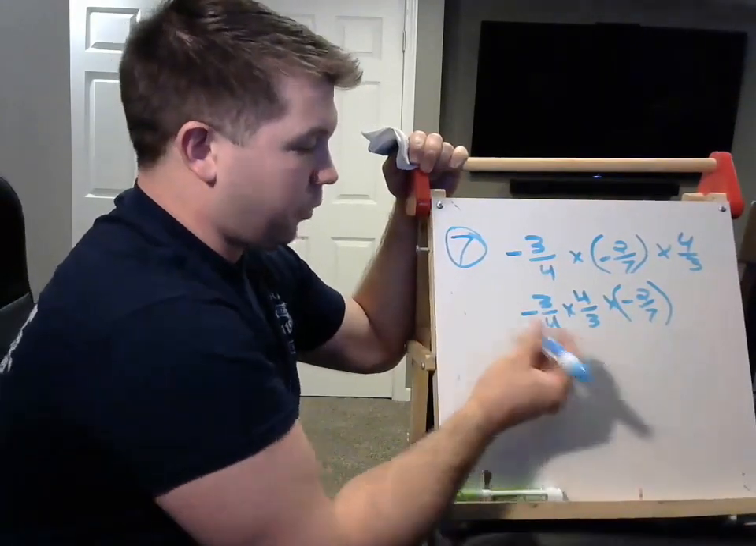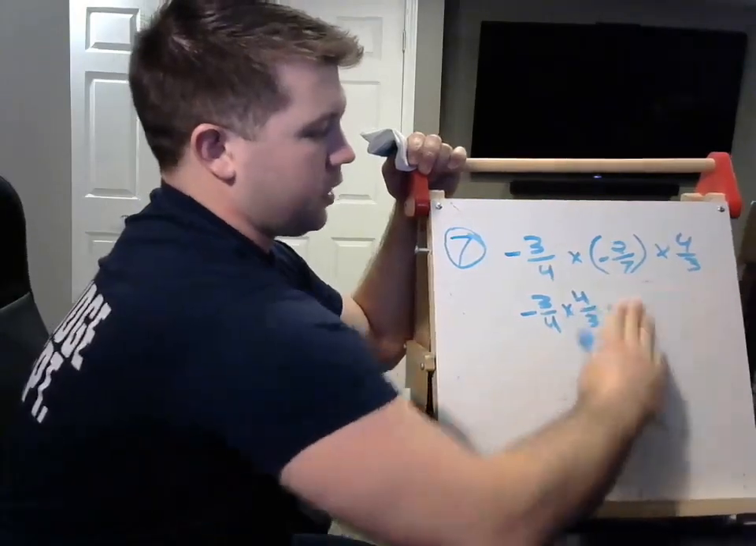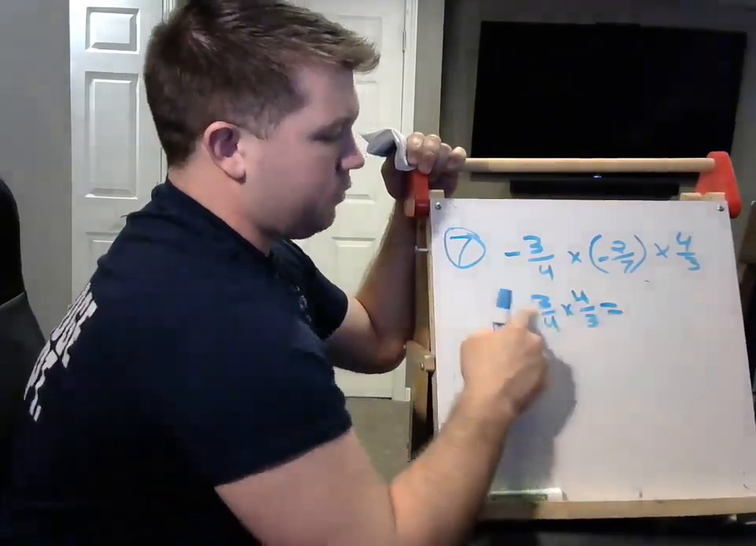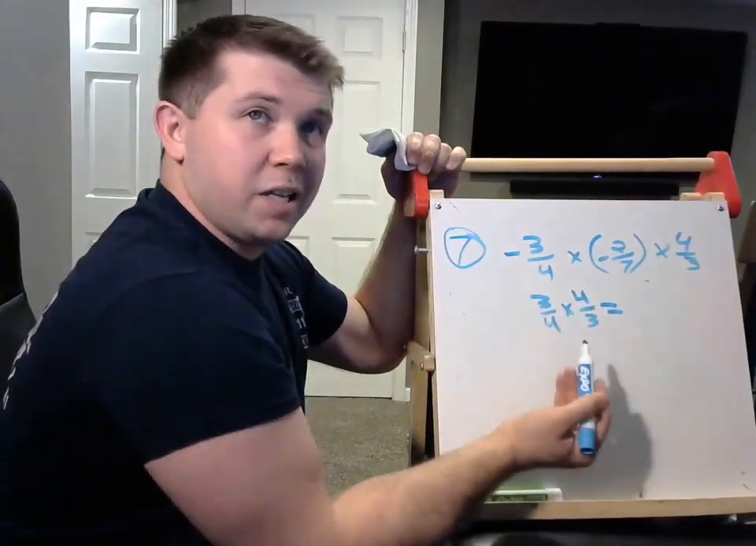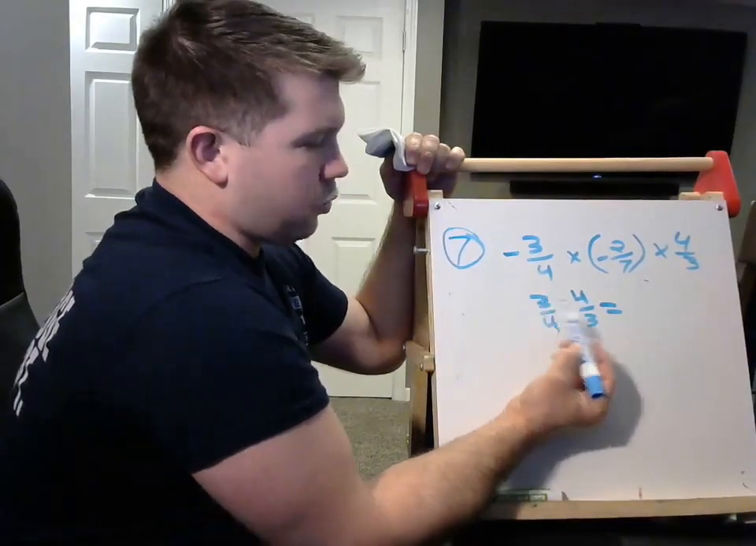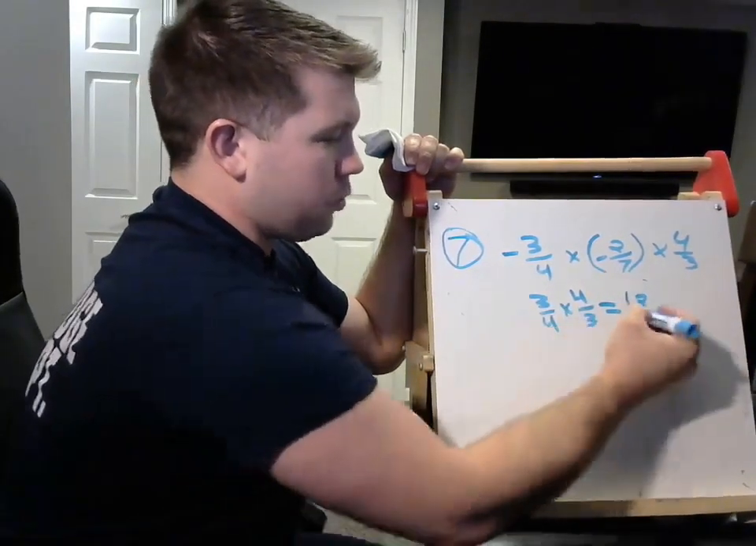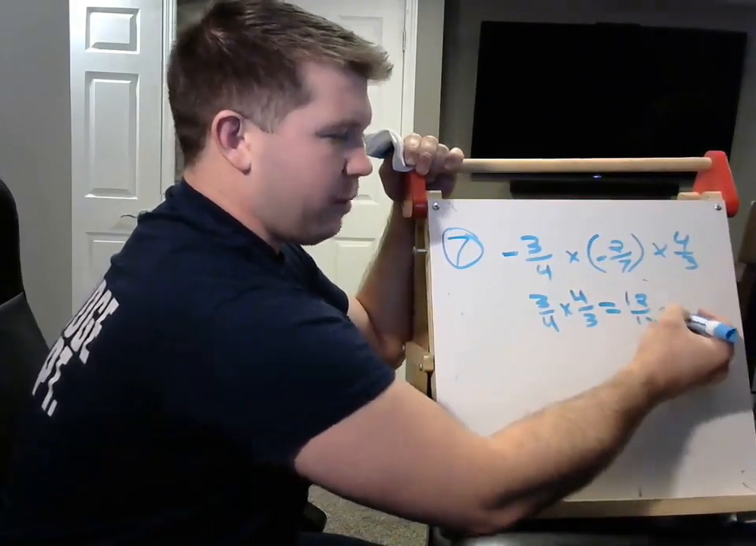The reason these cancel, okay, let's just look at it. I'm not going to get rid of that for a second. But look what happens when you multiply across. Let's even get rid of the negative sign. The reason these cancel, the reason they don't matter, is because 3 times 4 is 12, 4 times 3 is 12, and we know that 12 divided by 12 equals 1.